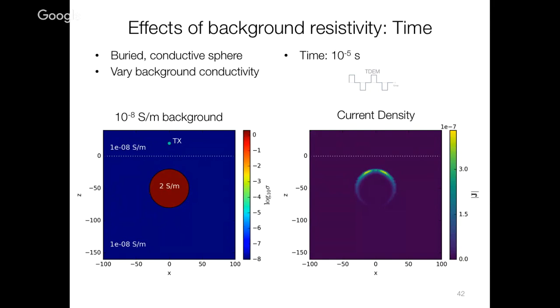So if we went to a later time, it will move, right? Exactly. If we went to a later time, we'd find currents that are going in. Perfect. So that's great. So now let's look at the effects of the background. Here the background is basically free space. And now I'm going to change it. I'm going to make it much more conductive. I'm going to make it 10 to the minus 2 Siemens per meter.